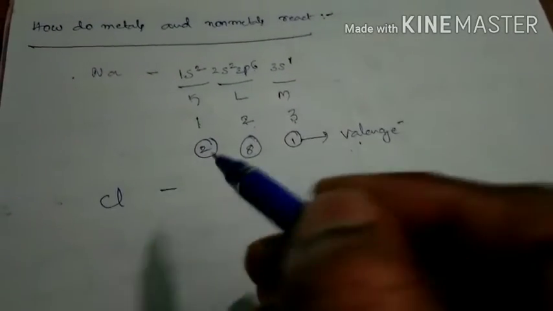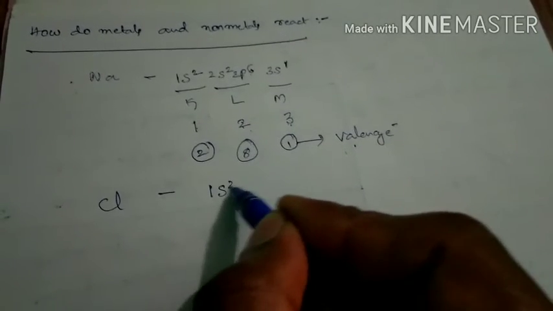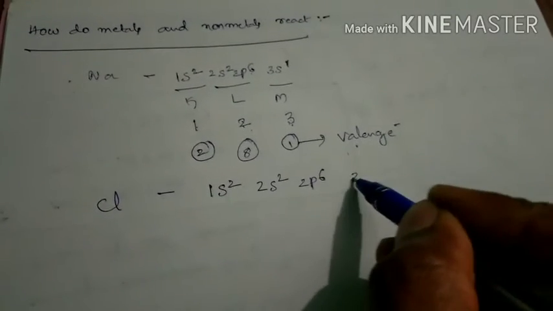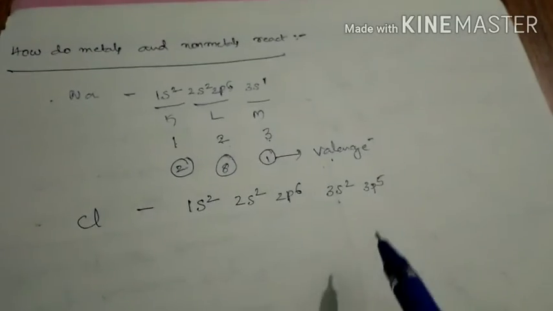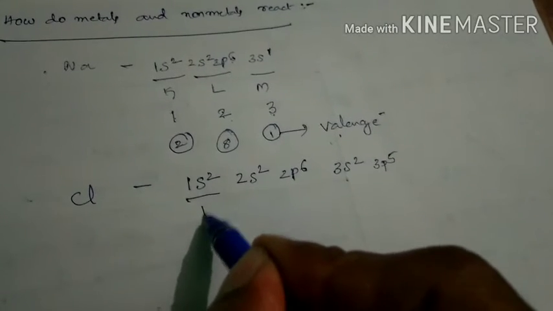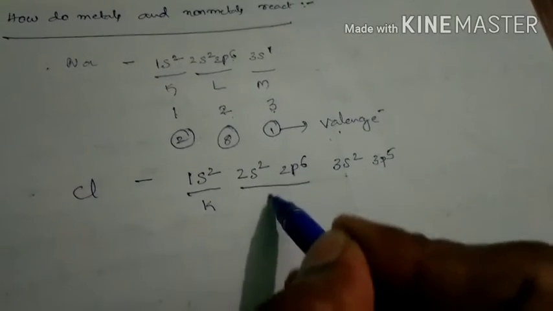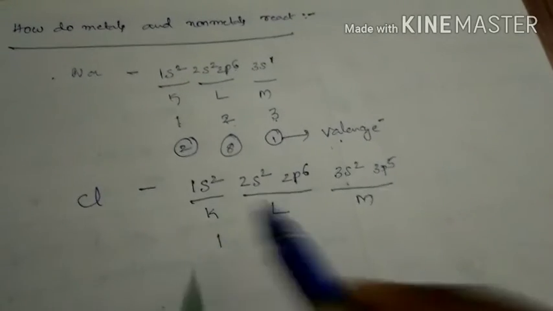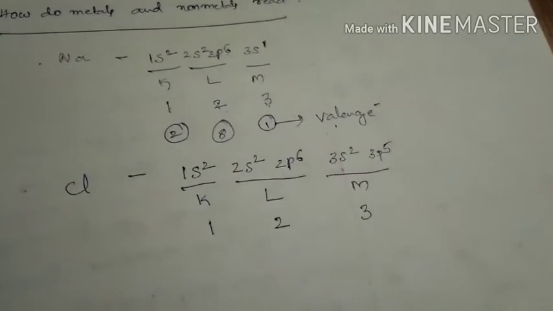Take chlorine. Here the electronic configuration of chlorine is 1s2, 2s2, 2p6, 3s2, 3p5. This is the electronic configuration for the chlorine atom. In this case, this is the K shell, this is the L shell, this is the M shell. The K shell is nothing but the first shell, the L shell is the second shell, and the M shell is the third shell.